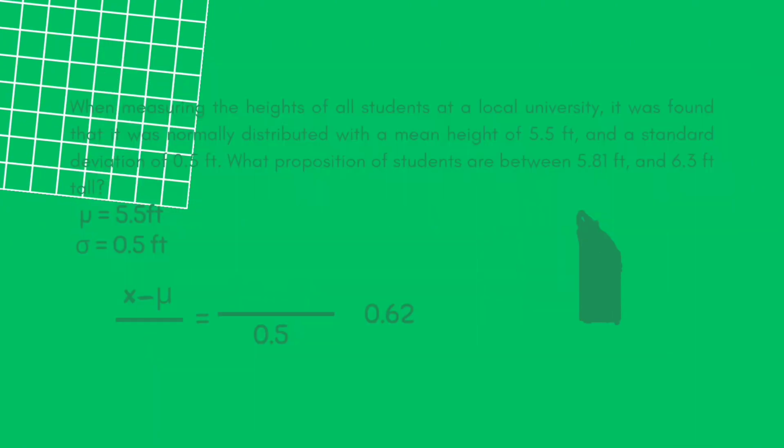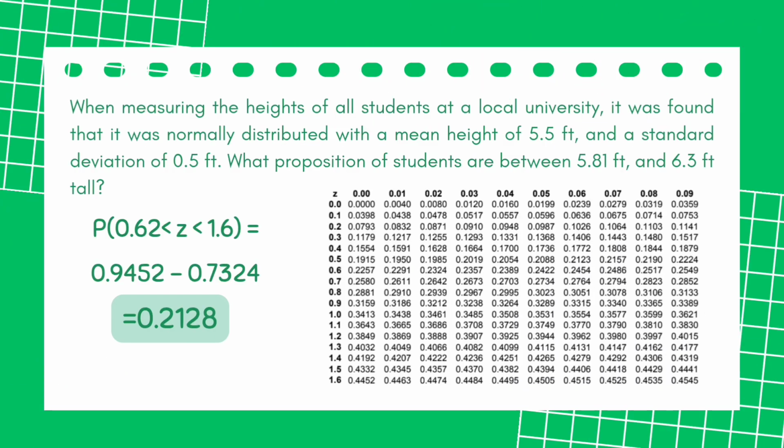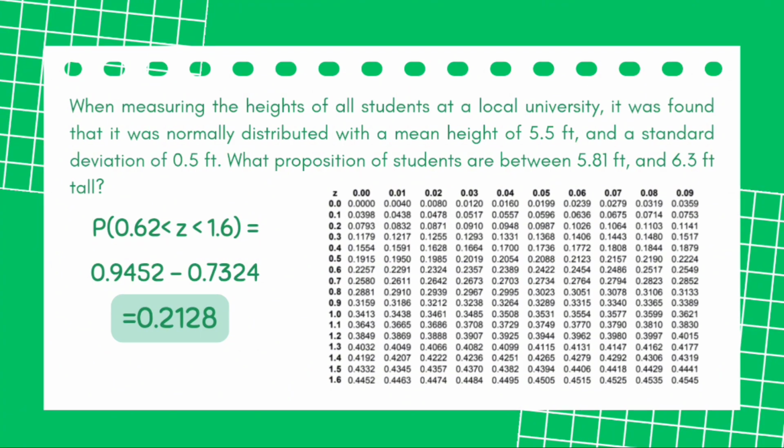According to the standard normal table, the z-score 0.62 is equal to 0.7324, and 1.6 gives us 0.9452. To find the proportion of values between 0.62 and 1.6, we must subtract the smaller one from the bigger one, and it will give us 0.2128. As a result, the proportion of students between 5.81 feet and 6.3 feet tall is 0.2128.